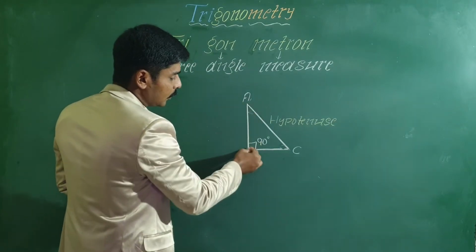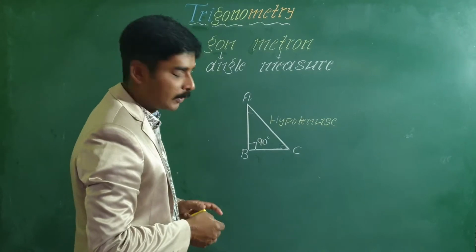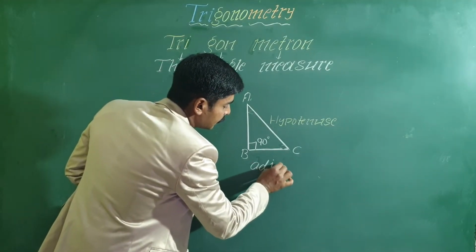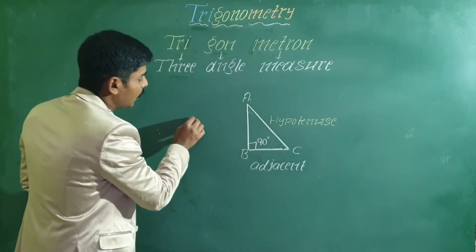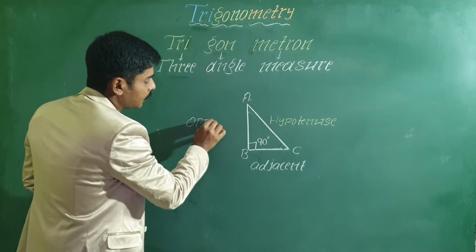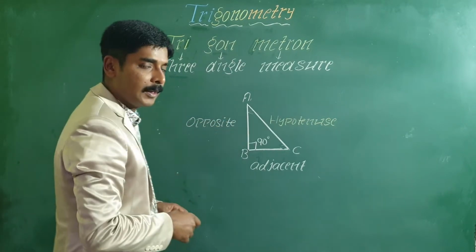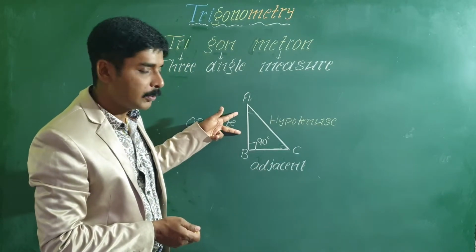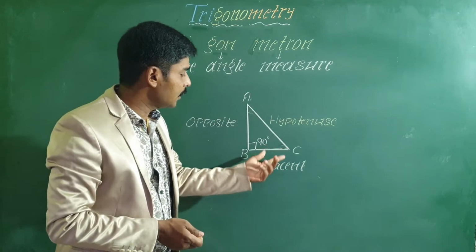Then what about the other two sides, AB and BC? What are they called as? So they are called as adjacent side and opposite side. How to decide that this is adjacent side and this is opposite side? Why can't we take AB as adjacent and BC as opposite?